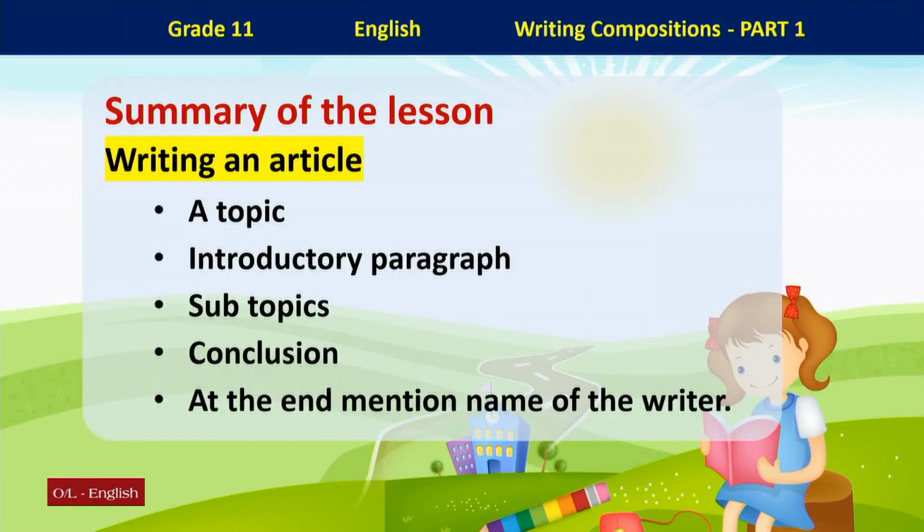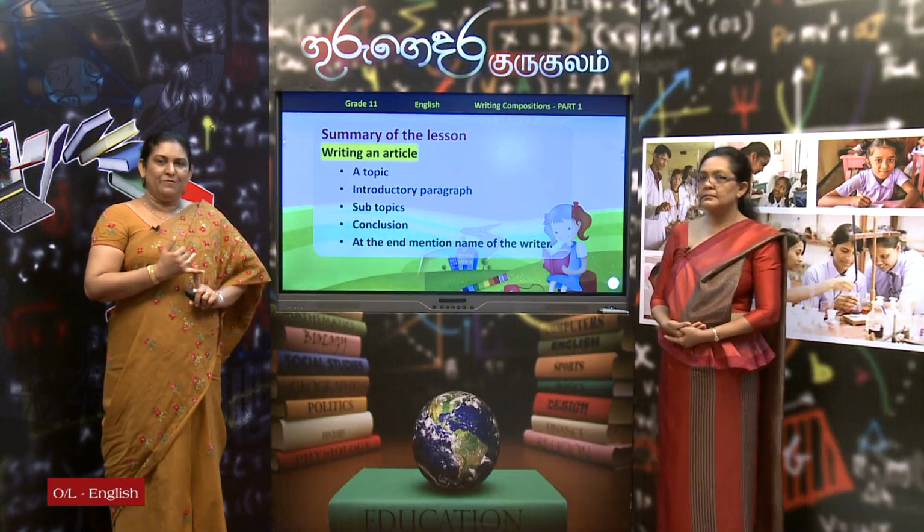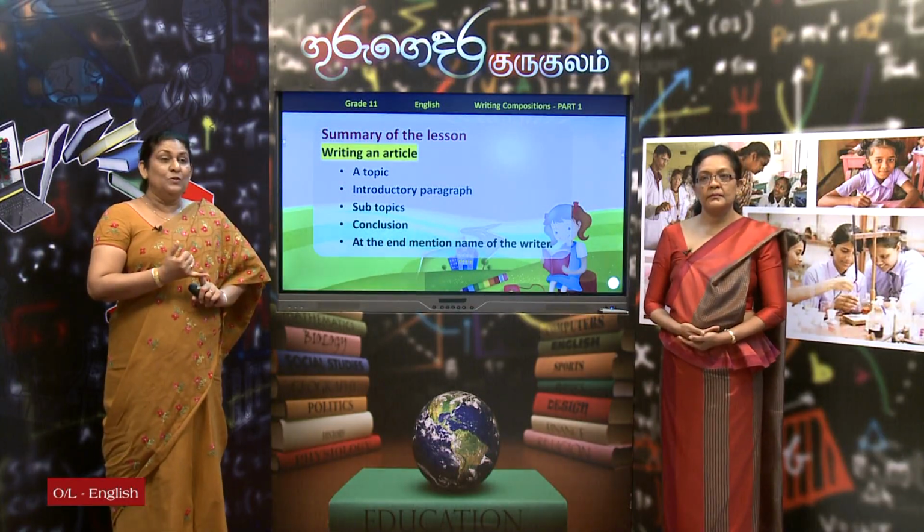And then I talked about how to write an article. So, an article differs slightly from the essay. There, a topic is there, introductory paragraph, subtopics and conclusion, and at the end you have to mention the name of the writer. So, that is the difference here. You can include subtopics and there should be a person to write, because you are writing an article to a newspaper or to a magazine. Right. I hope you got a very clear idea of how to organize your essay and an article.